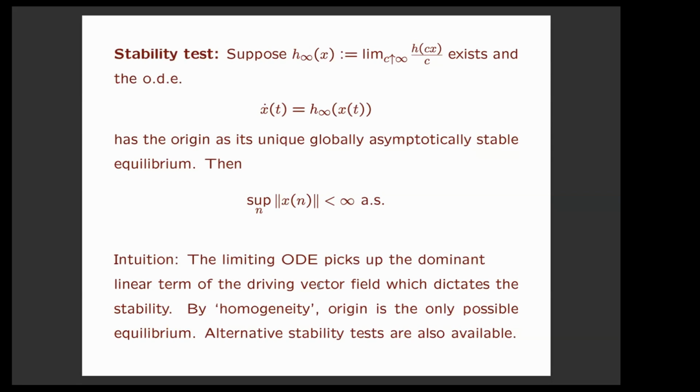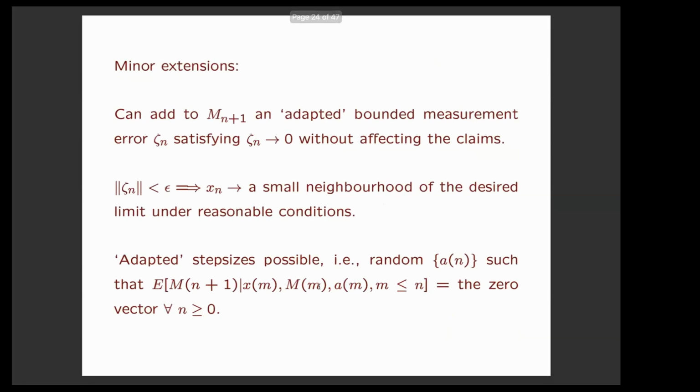I don't think there's any universal test for that always works. Then there are some minor extensions. Then you can add this. This is sometimes because of approximate gradients and so on, which kind of things come up.